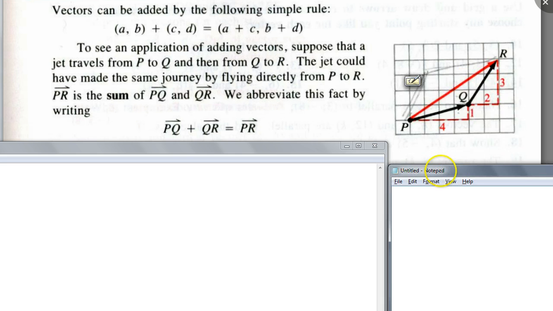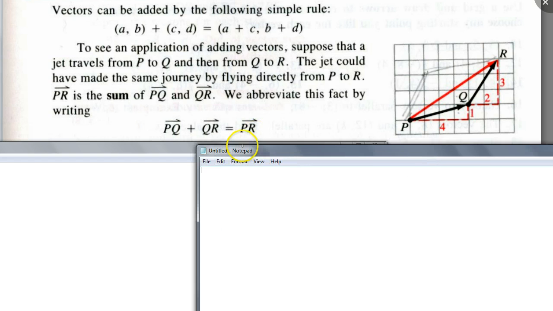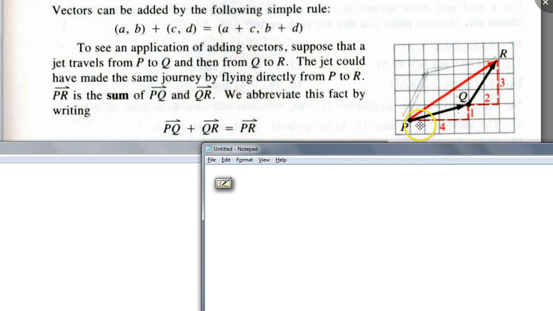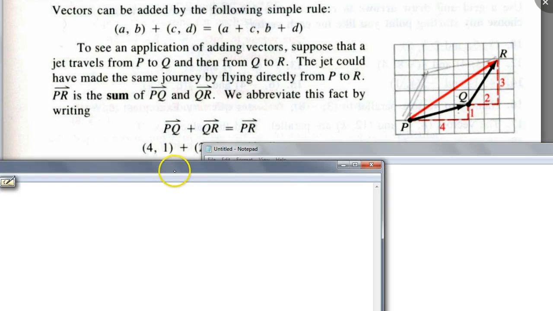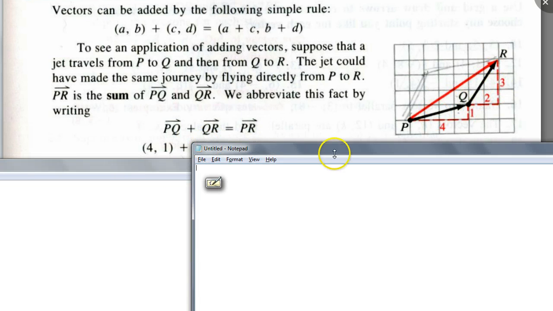And here's the picture. Here's PQ. Let's say a jet is going from P to Q, right, and then Q to R, right? The jet could have actually gone from P to R directly. Does that make sense? So someone said, wait a minute. How do we then look at the vector PR? It's simply what? Look at the change in x. What is the ordered pair for PQ, guys? PQ is 4, 1. Isn't that right? What about QR? 2, 3.